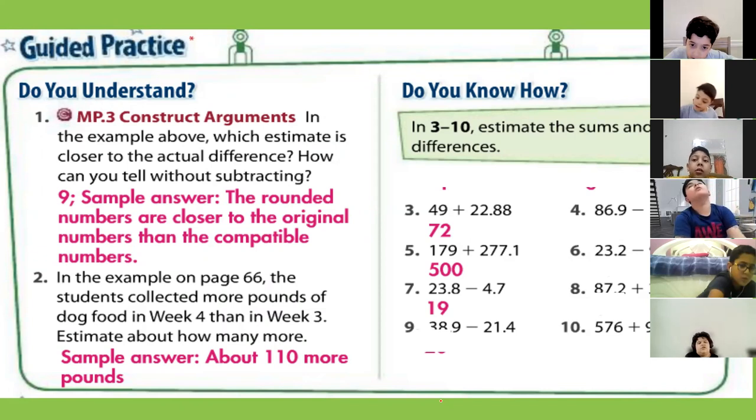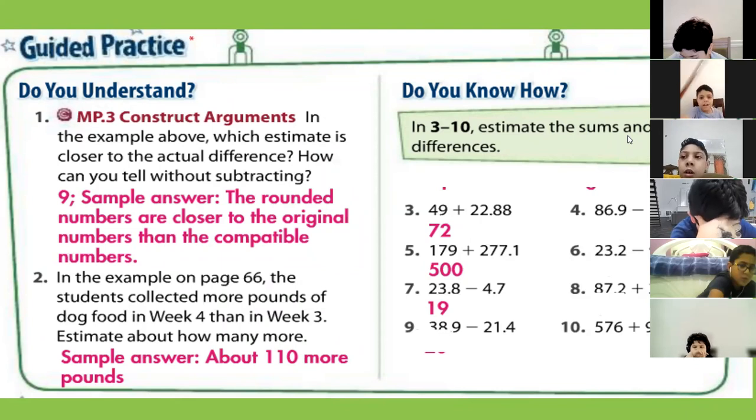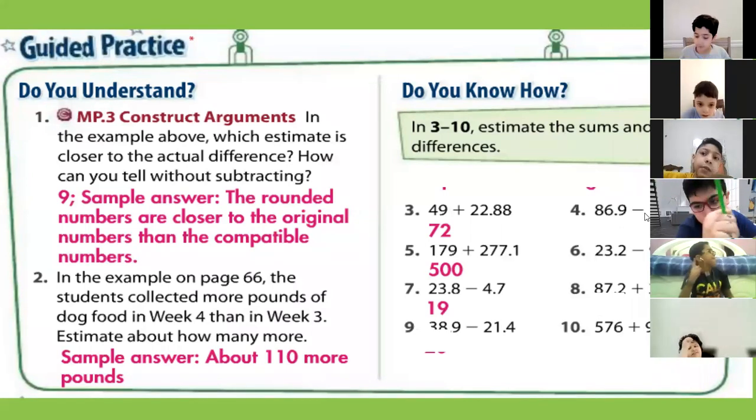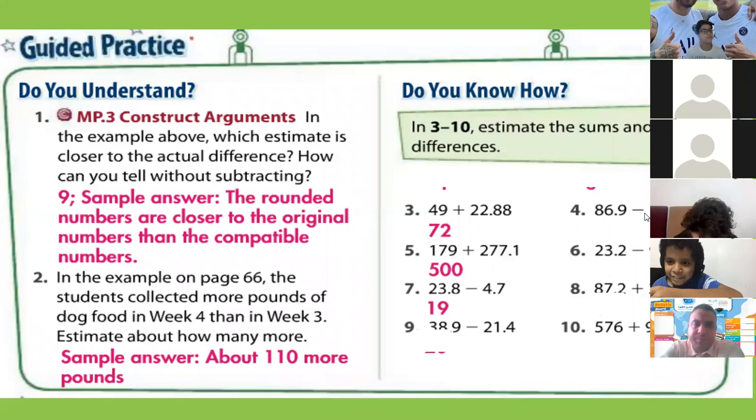Number nine, 21.4. Solve and tell me the answer. Thirty-eight is going to be 40. The second one is going to be 20. 40 minus 20, the answer is? Minus 20. Okay. Close your mic, Kinan.